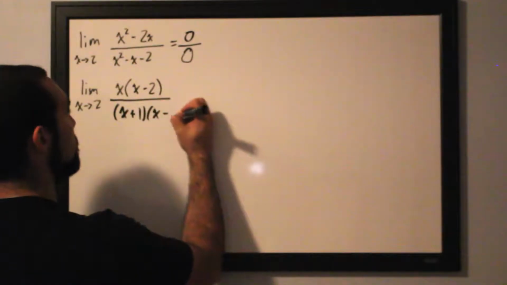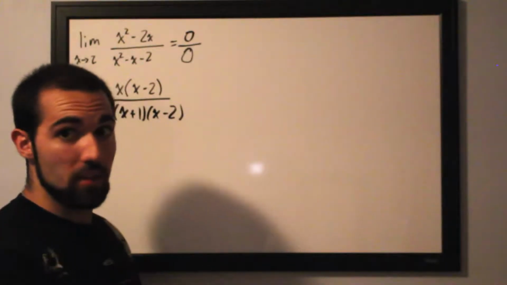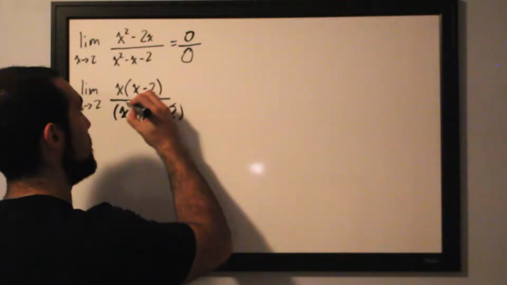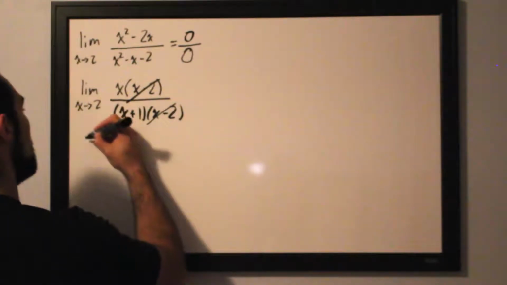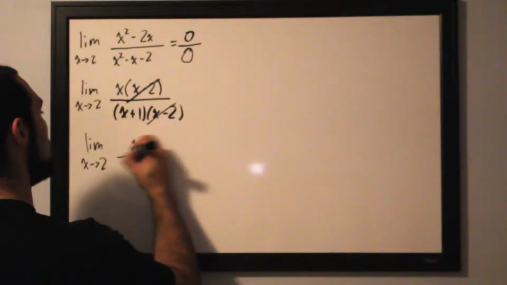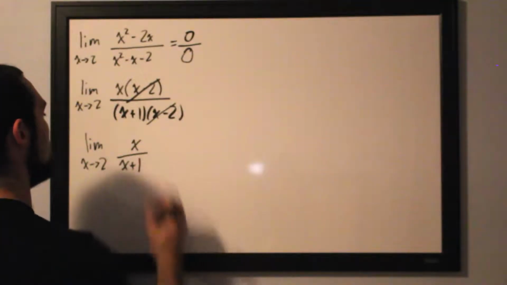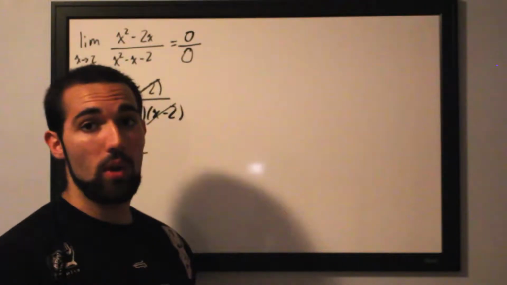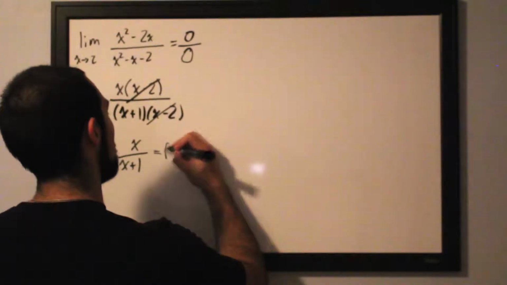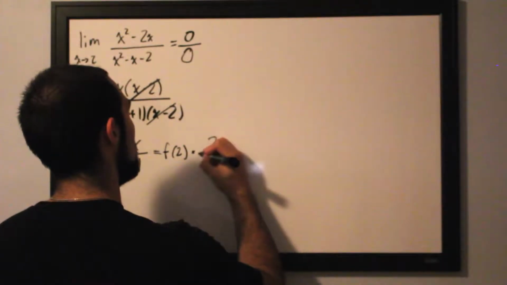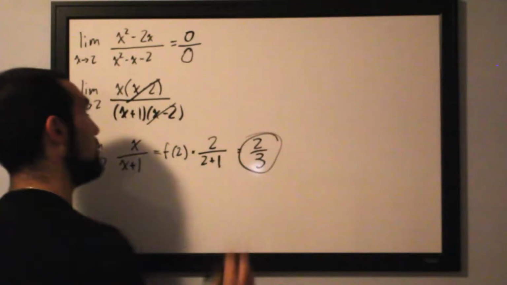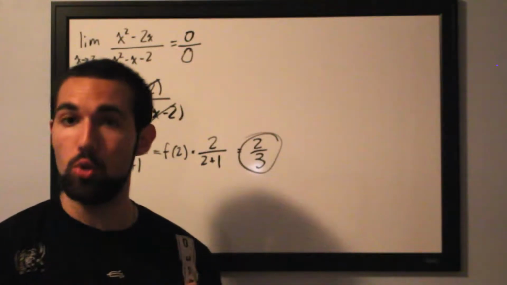That would be x plus 1 and x minus 2. Now we have a common factor in the numerator and the denominator, so we can cancel out this x minus 2, and all we're left with is the limit as x approaches 2 of x over x plus 1. Now it's just a matter of simple limit evaluation. All you need to do is plug in 2. So f of 2 is equal to 2 over 2 plus 1, which is equal to 2/3. So the limit as x approaches 2 for this function is 2/3.